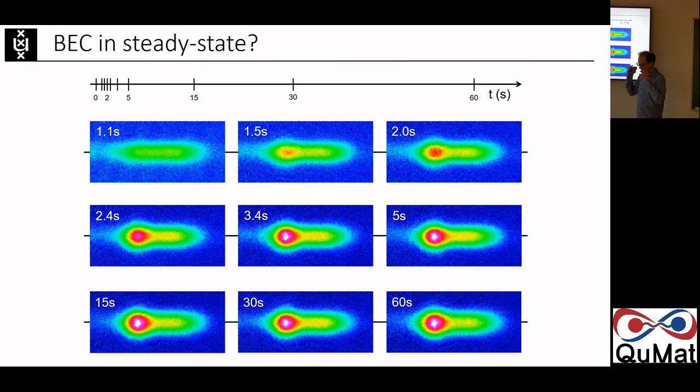Yeah, and the BEC, still nothing decays because we feed all these atoms in all the time. 100,000 atoms per second are newly fed into the dimple all the time. That's why it's constant. Now, we need to prove that this is a BEC.